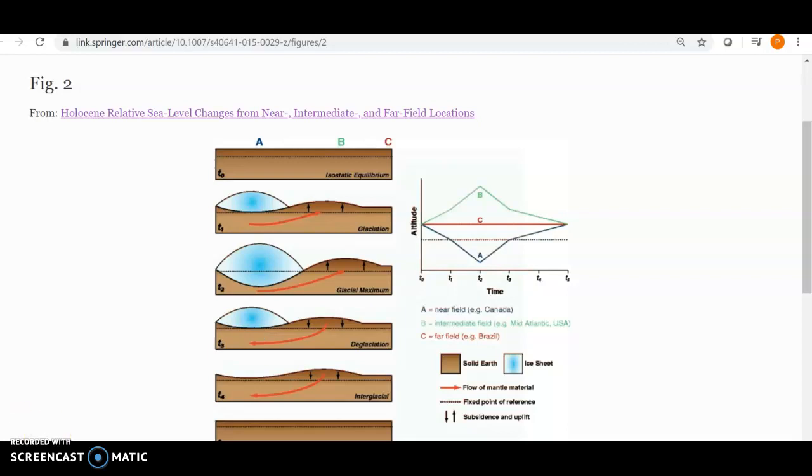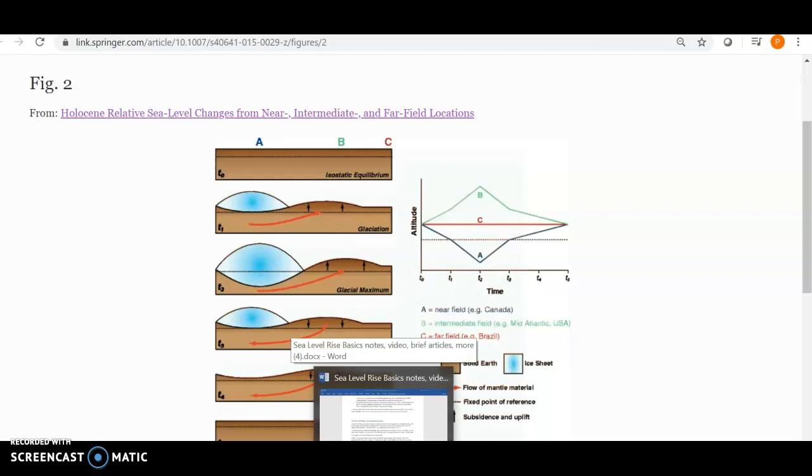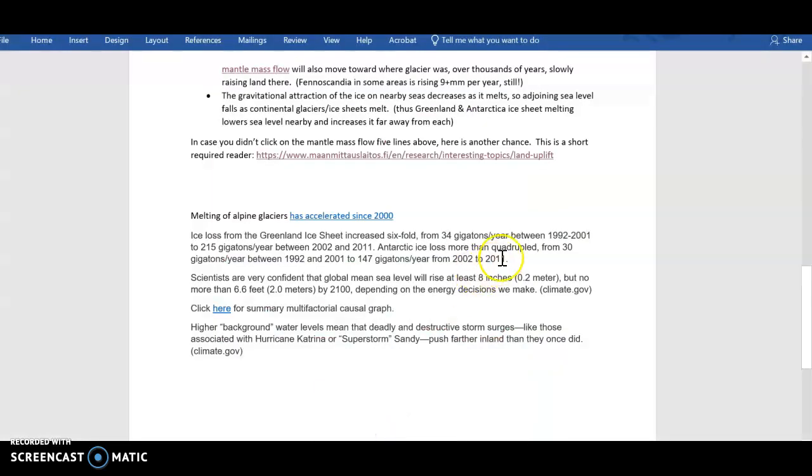So then one other thing I wanted to show you was the rest of this sea level rise basics notes. One is the melting of alpine glaciers has accelerated. Just know that. It's kind of a fact. Not surprisingly, it's getting warmer. They keep melting, right? This is the kind of unanticipated thing that happened.